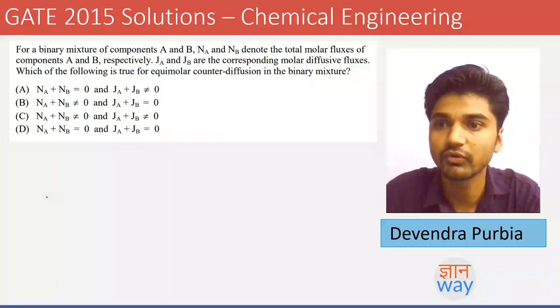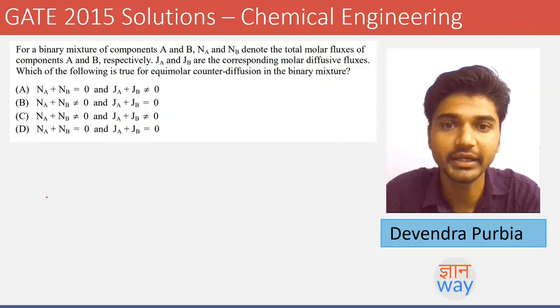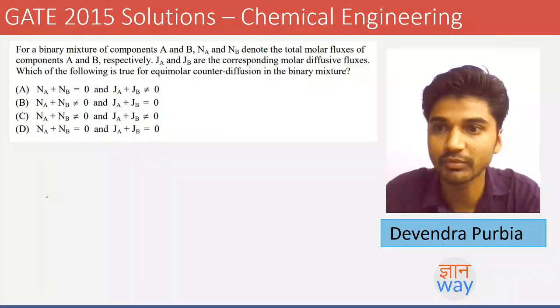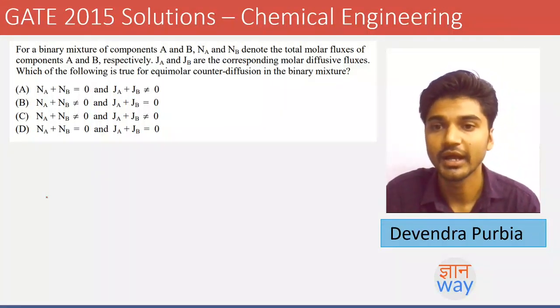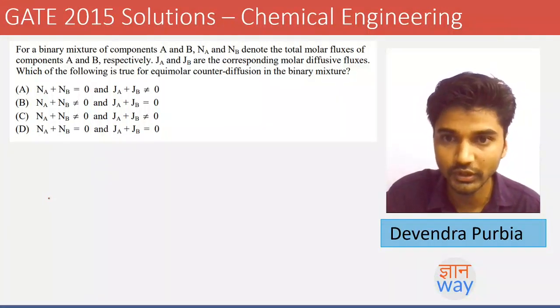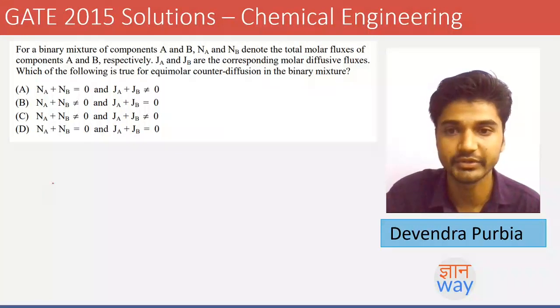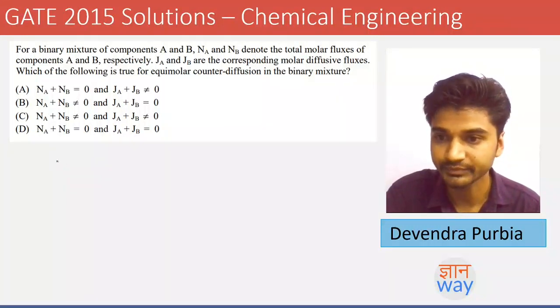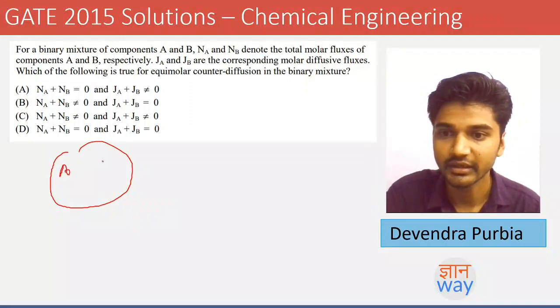So first question: for a binary mixture of components A and B, NA and NB denote the total molar fluxes of components A and B respectively, and JA and JB are the corresponding molar diffusive fluxes. Which of the following is true for equimolar countercurrent diffusion in the binary mixture? So we have a binary mixture that contains A and B.